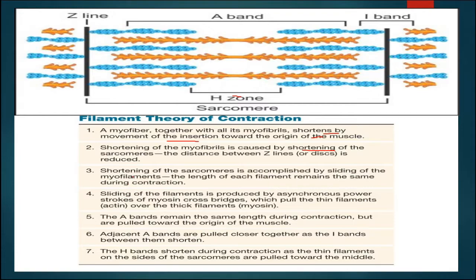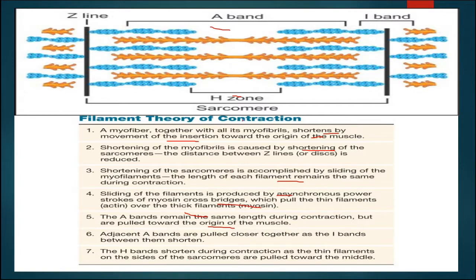Now, with this shortening of the sarcomere, the sliding of the filaments will take place and the length of each filament remains the same during the contraction. The sliding of the filament is produced by asynchronous power strokes of myosin, given by the cross bridge. That means the thin filament, that is actin, and over that the thick filament will make a cross bridge like structure. The A band remains the same in length during the contraction, but is pulled towards the origin of the muscle. Adjacent A bands are pulled closer, and the I band between them shortens.